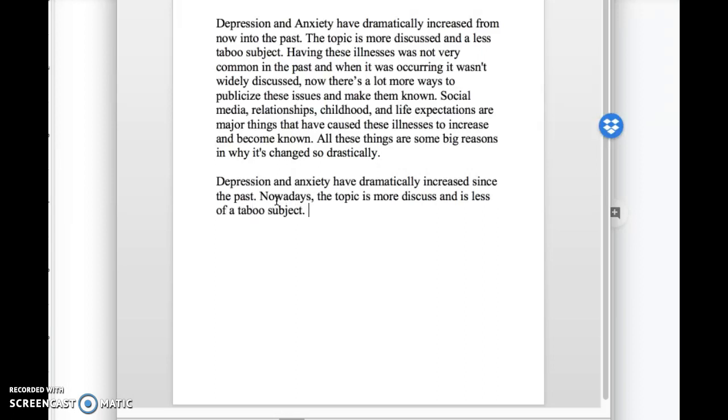And here's kind of the trick for introductions. If you put this in a body paragraph, I would challenge you really hardcore to say you need a source to back you up. The introduction gives you some leeway to add some stuff that you don't necessarily need cited. Okay? And you have it right next: "Having these illnesses was not very common in the past, and when it was occurring, it wasn't widely discussed. Now there's a lot more ways to publicize these issues and make them known."